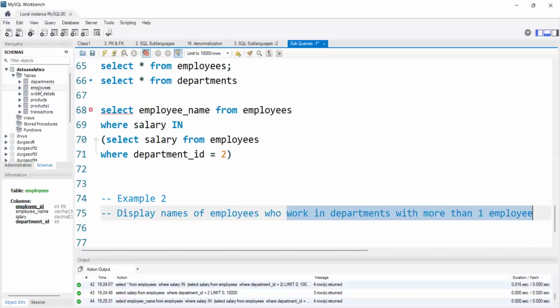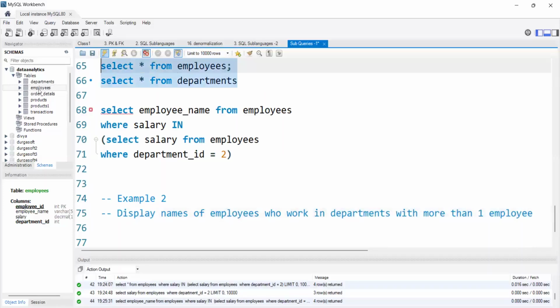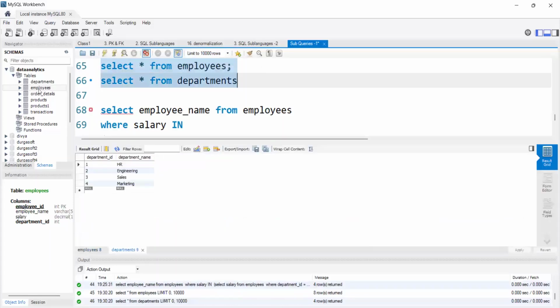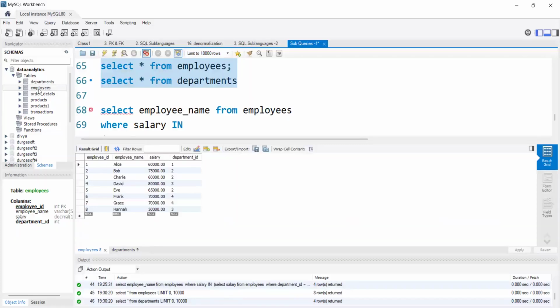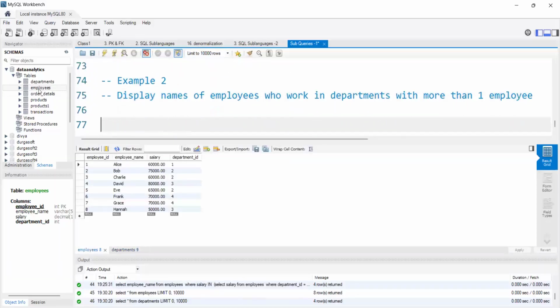That means this is my employees table and this is my departments table. We have almost 4 departments here, correct? In each department some employees will work. First of all, I need to find the departments in which there is more than one employee.